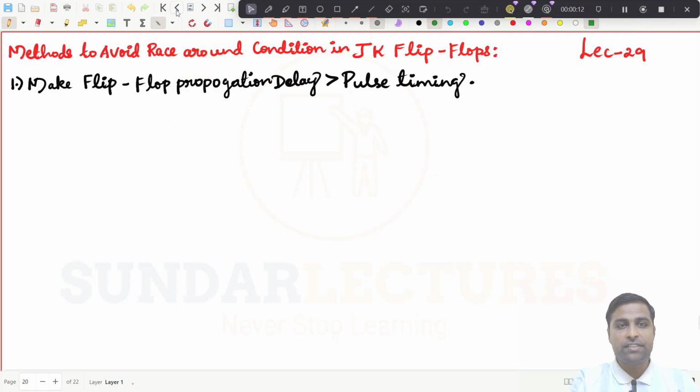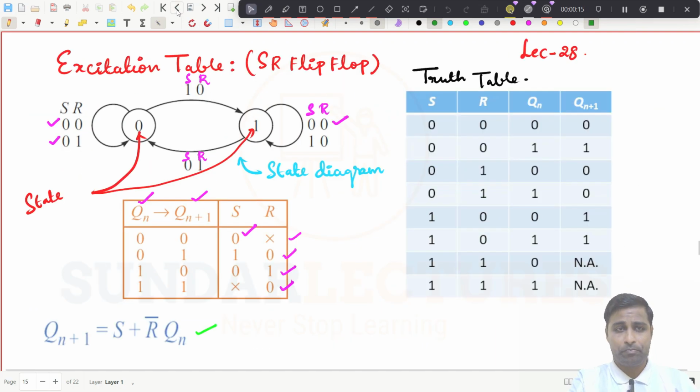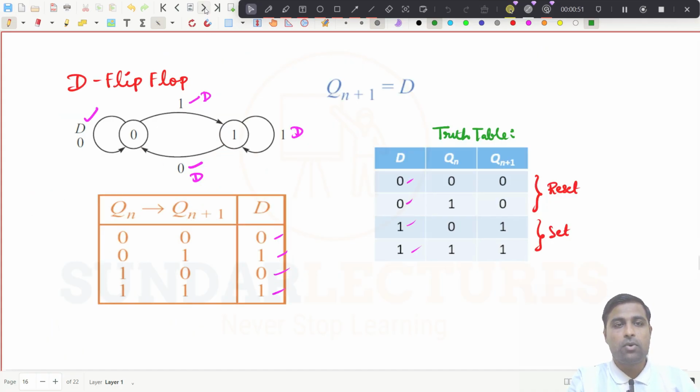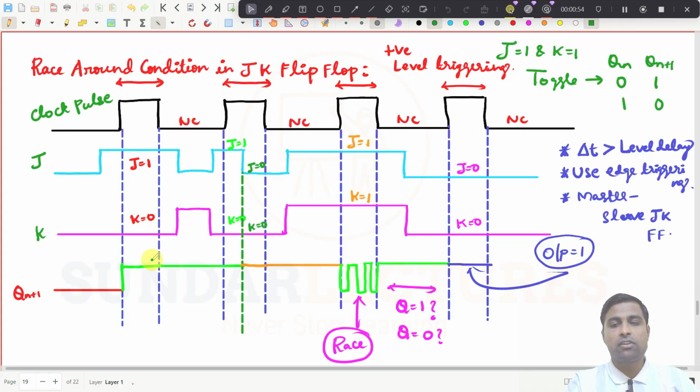So what are all the topics we have seen in the previous class? We started with the excitation table for all the flip-flops. We derived the excitation table by using the truth table, then drew the state diagram, and from the state diagram we wrote the excitation table. This excitation table will help you in converting one flip-flop to another. Day by day I am saying this characteristic equation and this excitation table are very important, so be very careful while listening to these classes. Then we have seen all the flip-flops, and we have also concluded this.